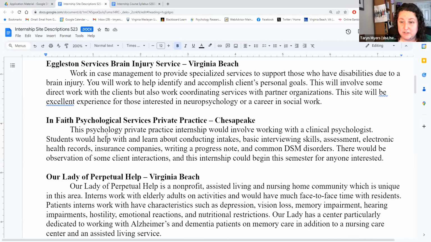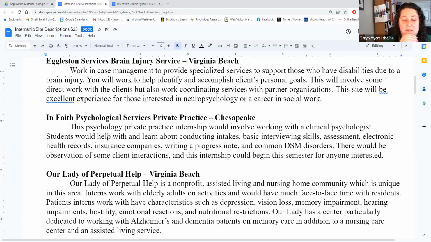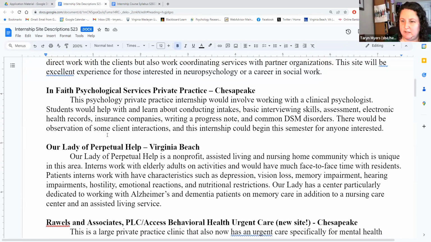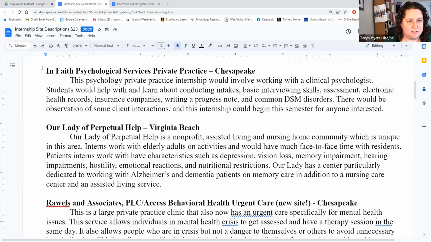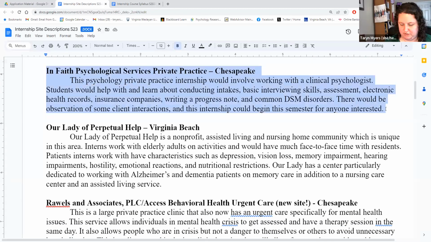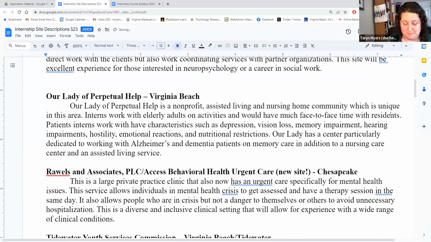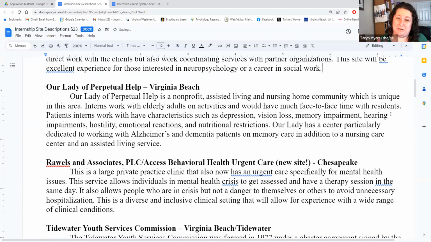Eggleston Services Brain Injury Service. So this is a sort of like clubhouse for folks who have brain injuries. And you work with the folks at the clubhouse, but then also with some case management as well. You know what, In-Faith Psychological Services, I am going to drop just because she's been having some health issues and I don't want that to mess up anybody's hours. It has in the past, unfortunately. But these other ones are all good to go for sure.